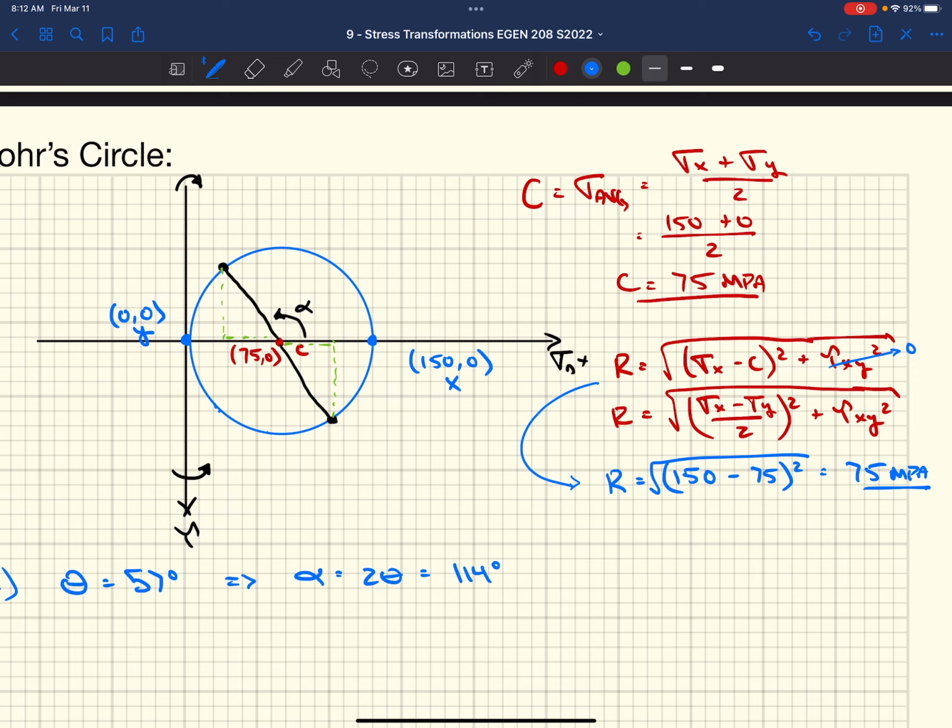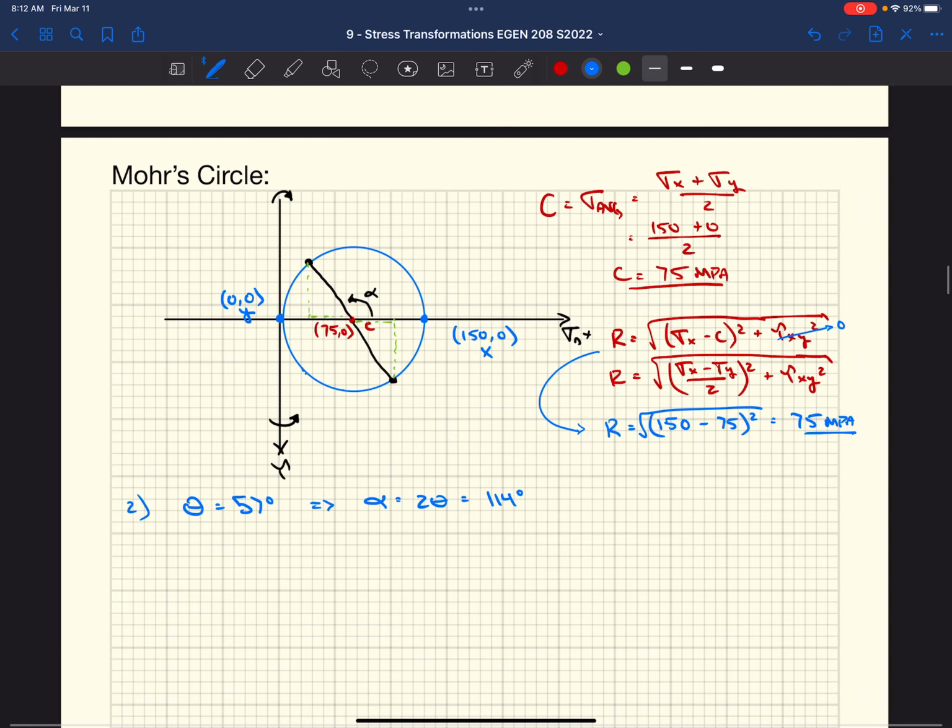So essentially, we don't have a triangle here. If these two points happened to be where our black dots were, we would then have to figure out what those components were. In this case, it's pretty easy because it's just sitting on the x-axis. So we get 75 megapascals. That is the radius of our circle.